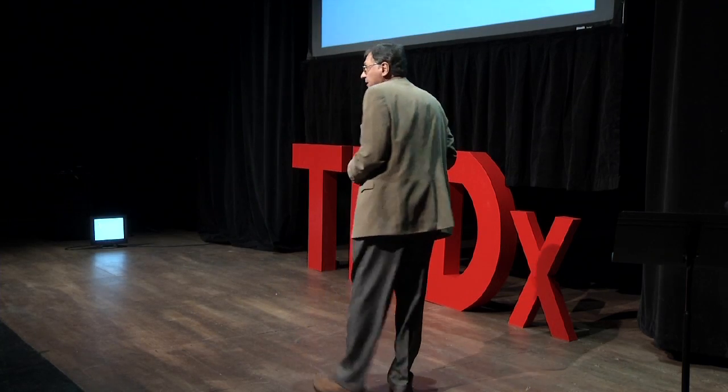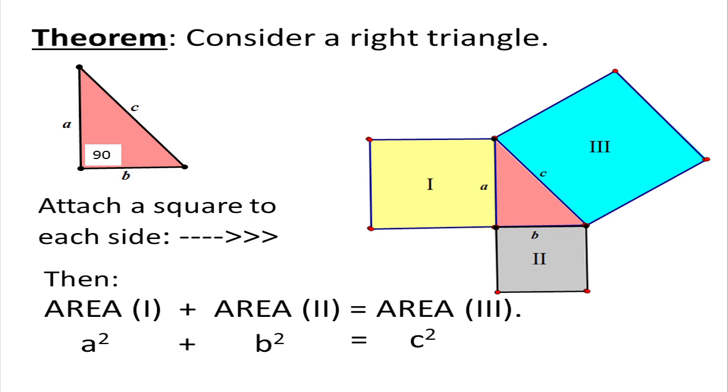So in the Pythagorean theorem, it starts out with a right triangle, 90 degrees, sides A, B, and C. Still hypothesis. You put on each side of the triangle a square. So I've put square 1, square 2, and square 3 on the sides of the triangle. And the conclusion of the theorem is that the area of region 1 plus the area of region 2 is the same as the area of region 3. I think written this way, it's kind of surprising.